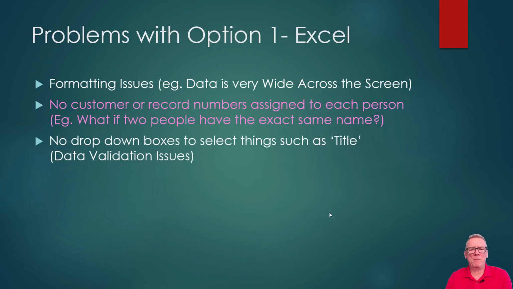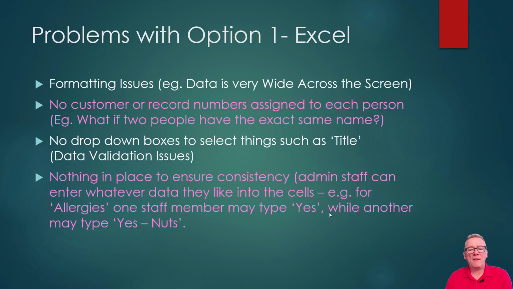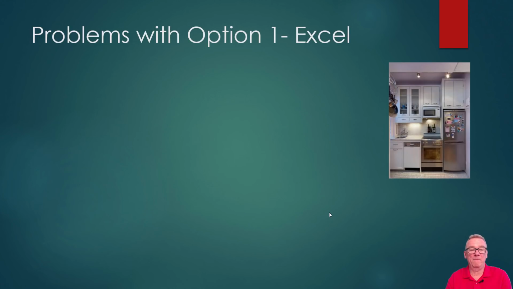We can't use drop-down boxes easily. So things like Mr., Mrs., Doctor, it'd be much easier if you could just have a pick and click box instead of having to type it in. There's nothing in place to ensure validation of any sort. So for allergies, someone could put none, someone else might write nuts, someone might write yes, shellfish. So all sorts of issues about how people enter the data into the system.